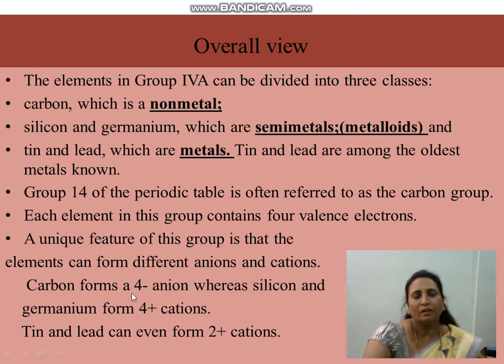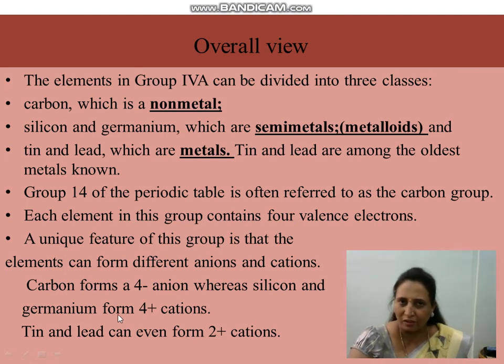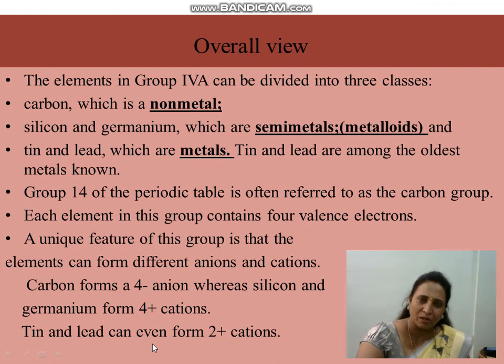Carbon forms -4 anion, whereas silicon and germanium form +4. As carbon is a non-metal, it has the tendency to accept electrons, hence carbon showing -4. Silicon and germanium have the tendency to donate electrons, hence they show +4, that is cationic state. Tin and lead, along with +4, are able to show +2 oxidation state, that is +2 cationic nature.